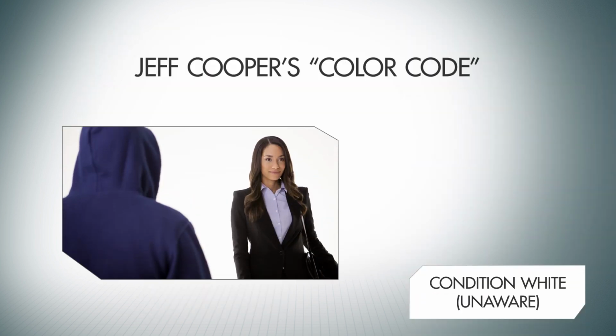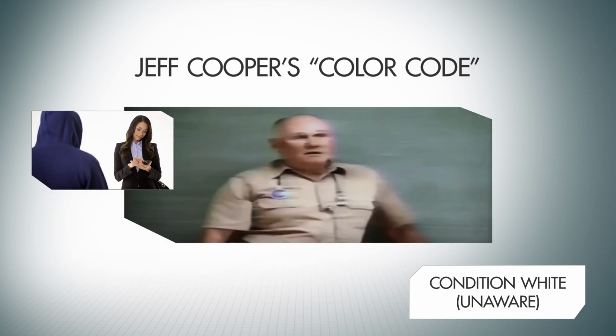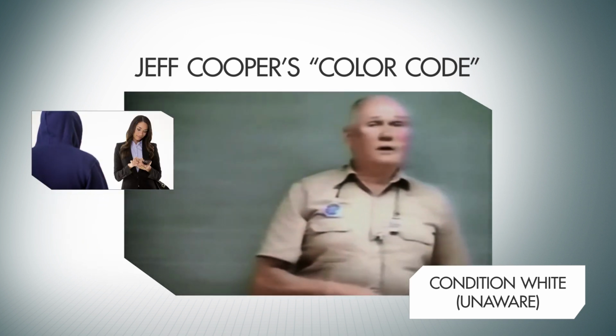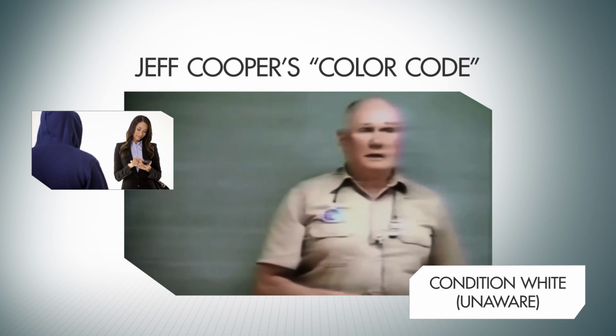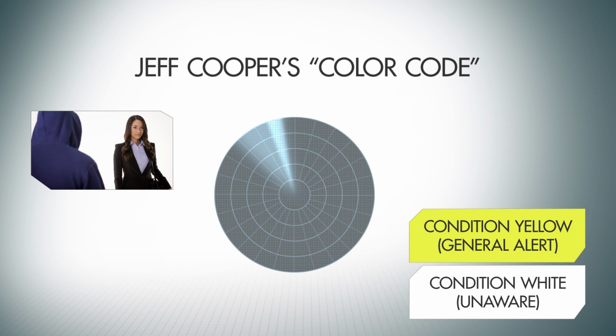The lowest level is condition white, or as we might call it today, phone drone mode. In condition white, a person is completely oblivious to everything around them. On white, you are not prepared for the problem, and you are not going to be able to handle it. A better idea is condition yellow, relaxed alert, not paranoid, just paying attention to who's around you. Colonel Cooper compared this to a continual radar sweep.